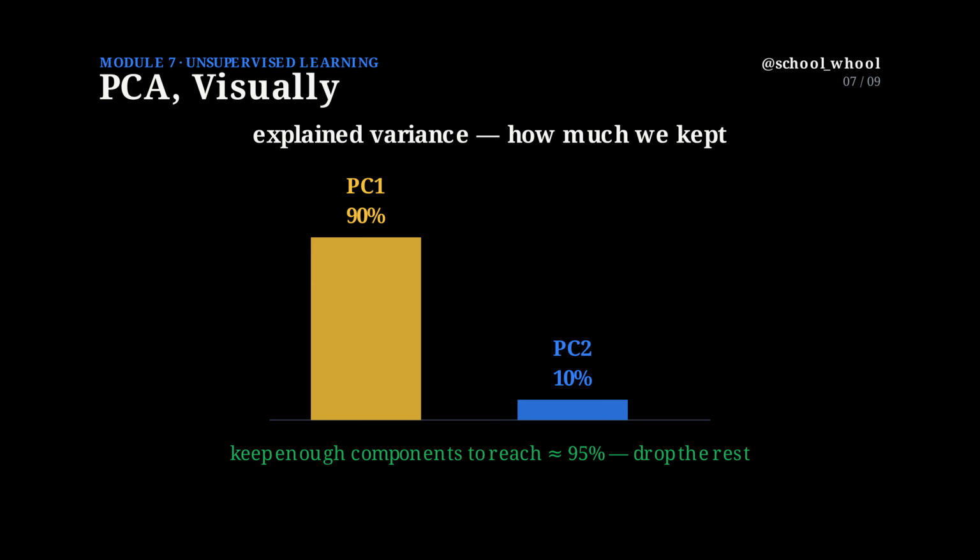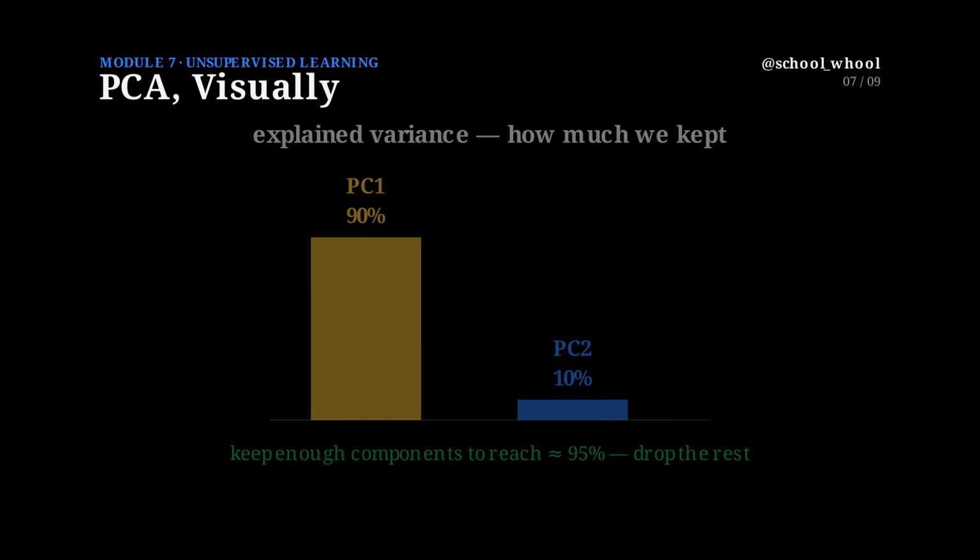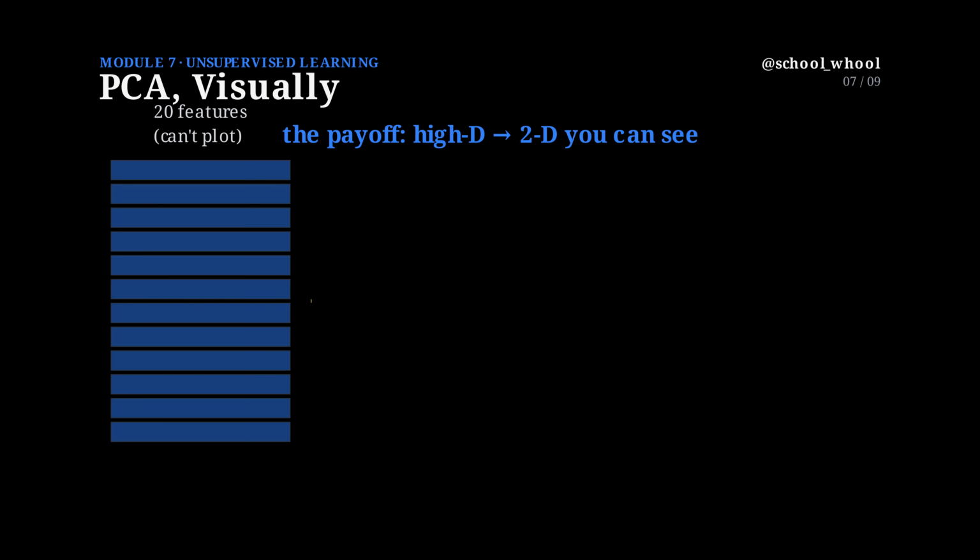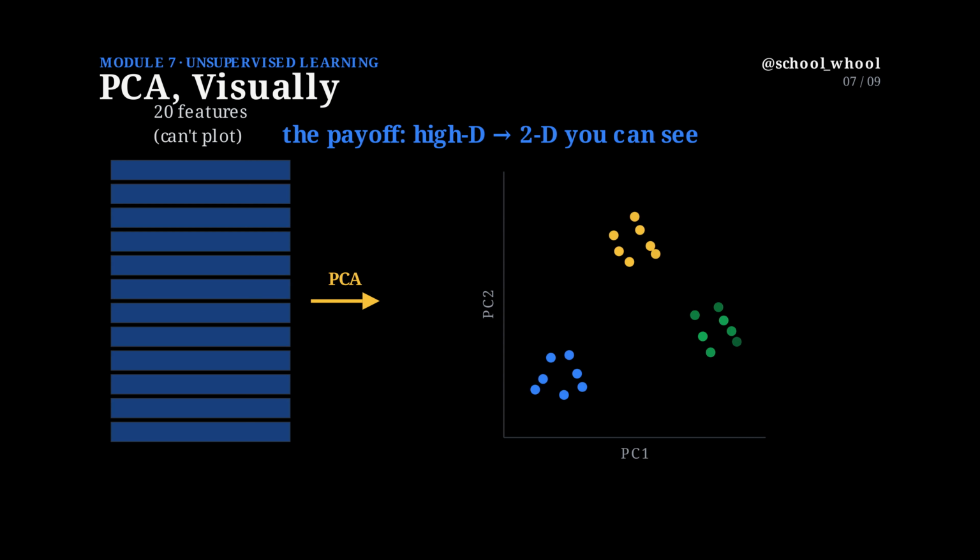The real magic comes with high-dimensional data. Take 20 features you could never plot, and ask PCA for the top 2 components. It squeezes all 20 down to 2, and suddenly you can draw the data on a flat scatter, and often the clusters leap right out at you. That is how we finally see high-dimensional data.